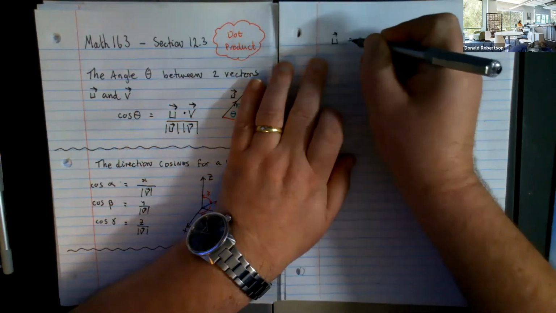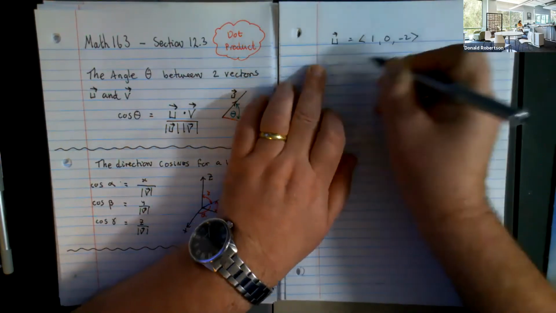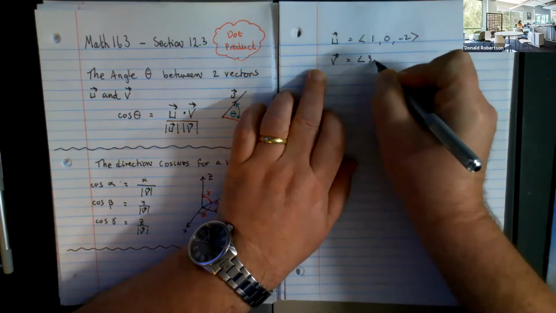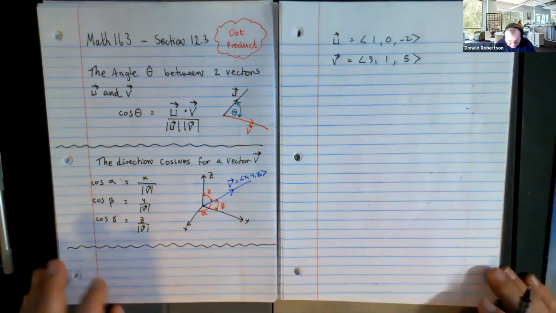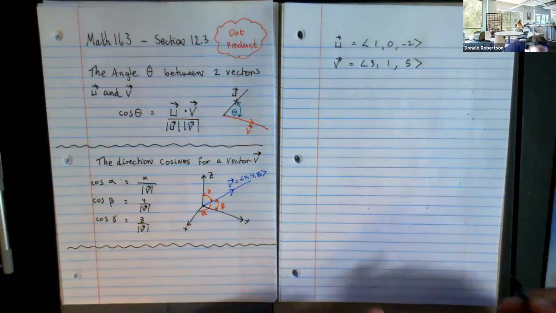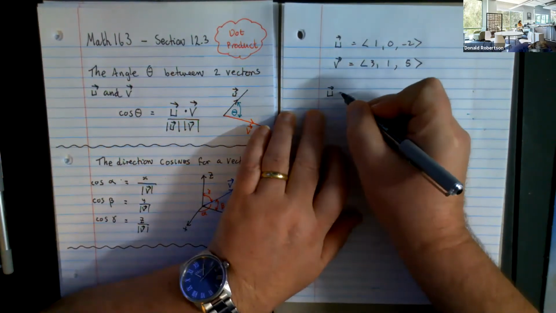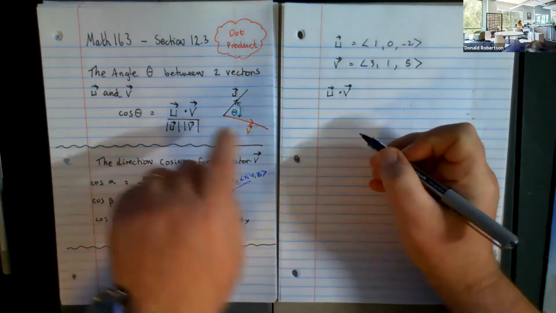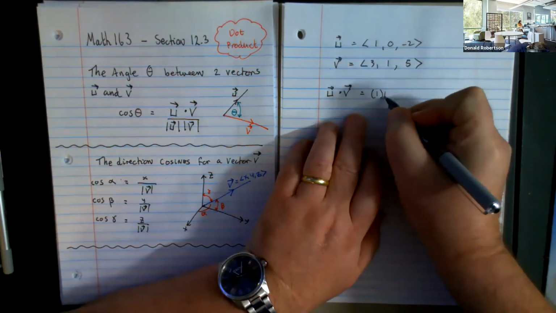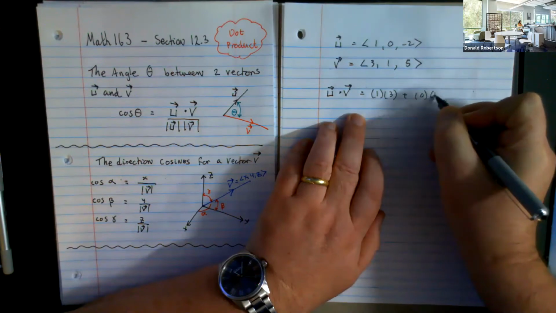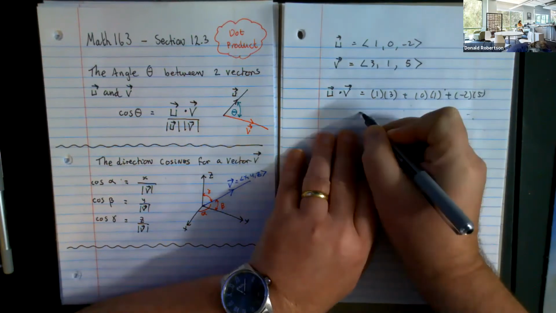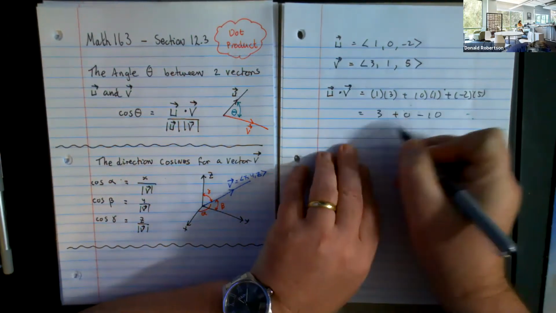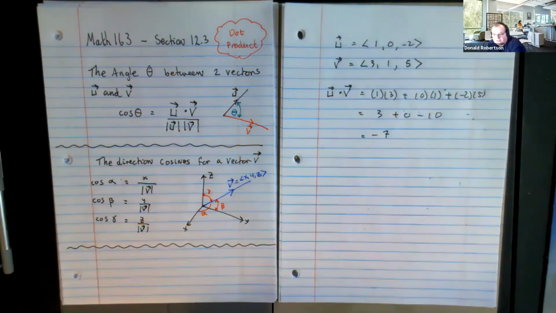We want to know the angle between the vector u, which is 1, 0, -2, and the vector v, which is 3, 1, 5. If you're being asked to just simply find the angle between two vectors, you find the dot product and the lengths separately. So in this case, 1 times 3 plus 0 times 1 plus -2 times 5. And what's that get you? 3, add 0, take away 10. That gets you -7.